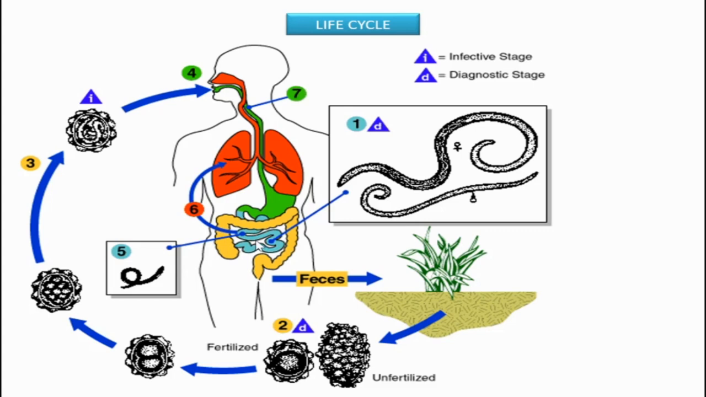After that, the larvae again undergo molting and develop into the adult. So it makes a tour throughout the body. Initially, as we take the contaminated food, it reaches the intestine, and from the intestine it reaches the liver, from the liver to the heart, and finally the lungs. From the lungs, in the alveoli, further development happens. From the alveoli, it passes out through the trachea, pharynx, and reaches the esophagus. From the esophagus to the intestine, it reaches the intestine a second time.